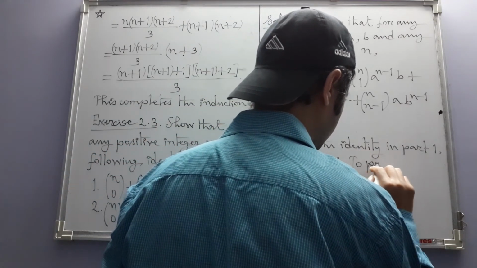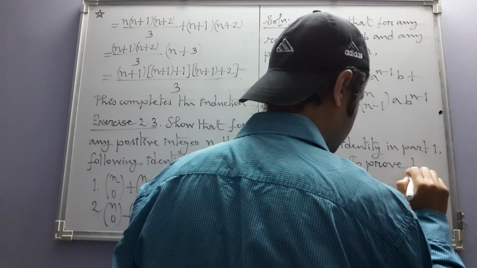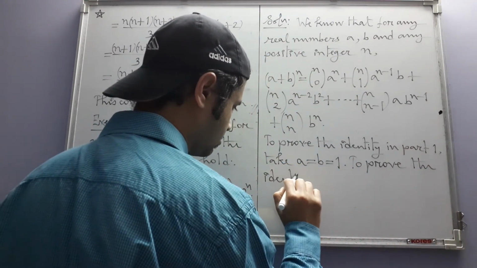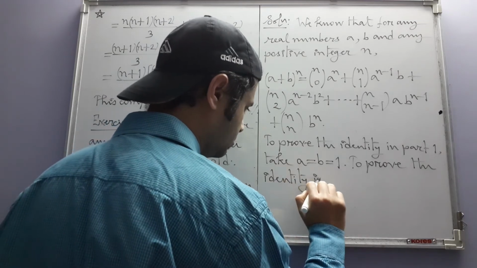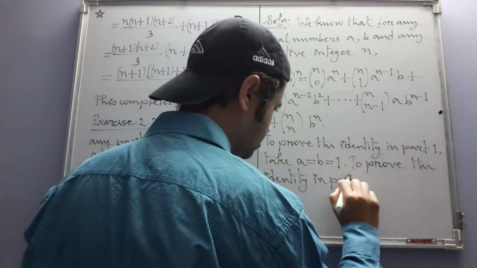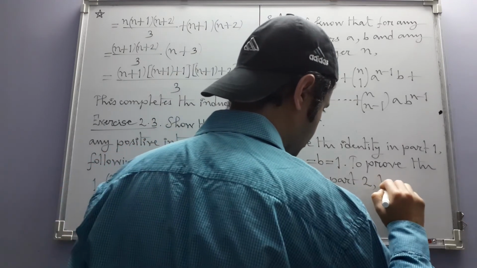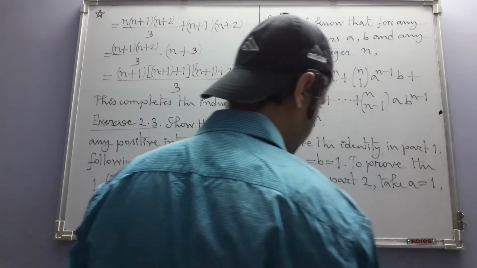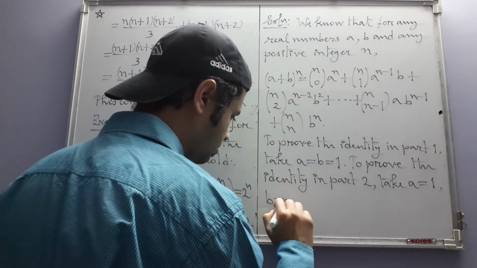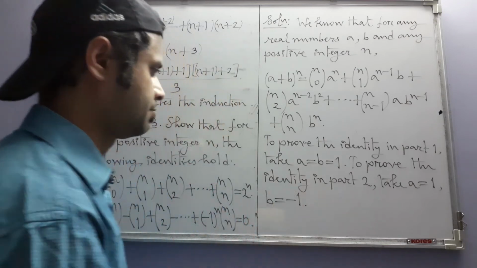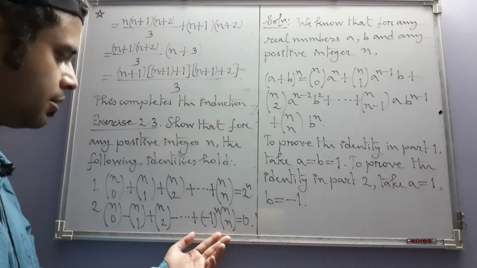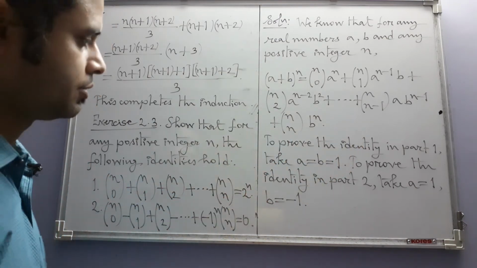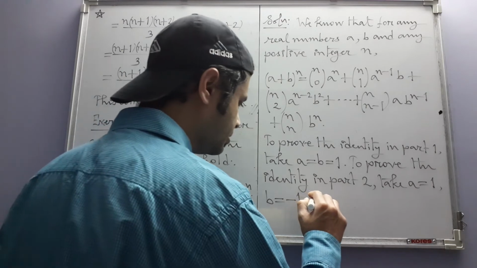Like that, to prove the identity in part 2, take a equal to 1 and b equal to minus 1. Okay, so that will give you the alternating sum on the right side and 0 of course on the left side. So please complete this.